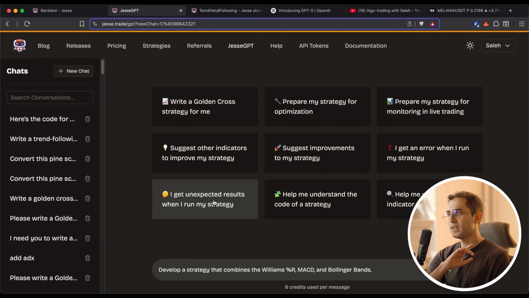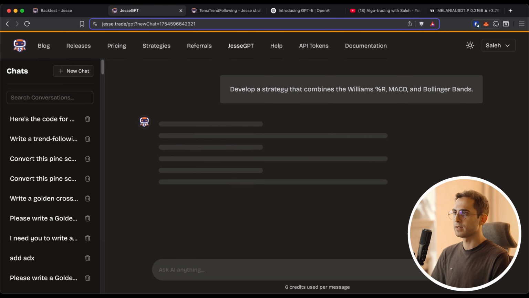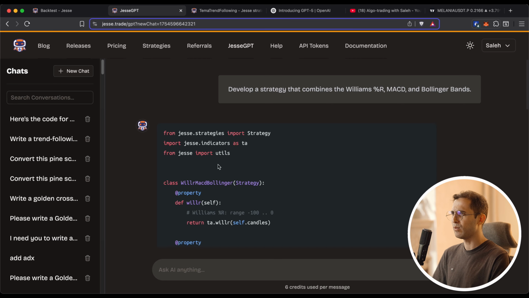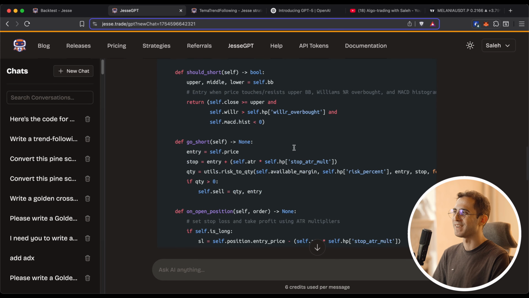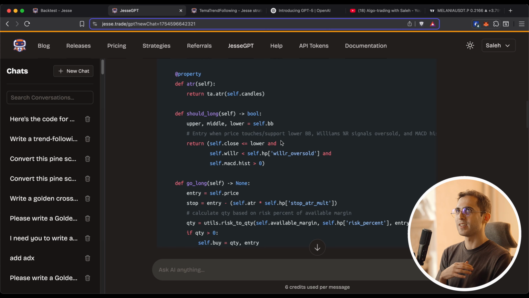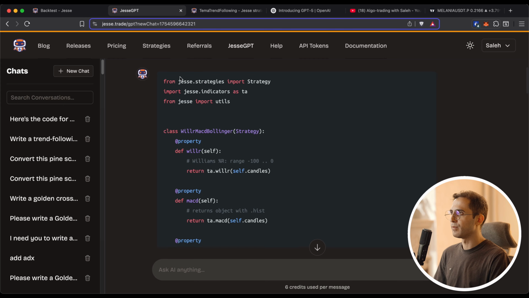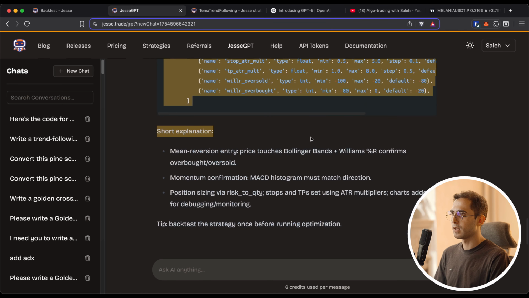All right, next, define a strategy that combines the Williams percentage R, MACD, and Bollinger Bands. Now, considering what it did with the previous questions, I think this is a very easy one for this model. And you see how it just appeared? So it is really fast. So apparently it's a thinking model. So it does some reasoning and then it outputs the result almost instantly. So that's pretty helpful. Okay, so let's copy it.